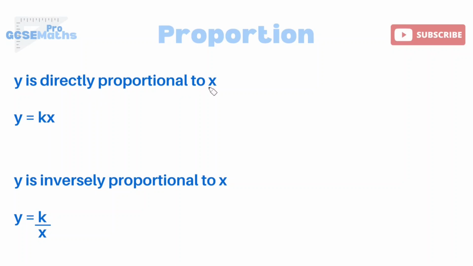Y is directly proportional to x. Therefore, the formula I need is this, y equals kx, or in other words, k times x. Now, k most of the time just represents what we call a constant. It's just a number. We're going to find out what that number is depending on each individual question. So just remember it is k times x for direct proportion.